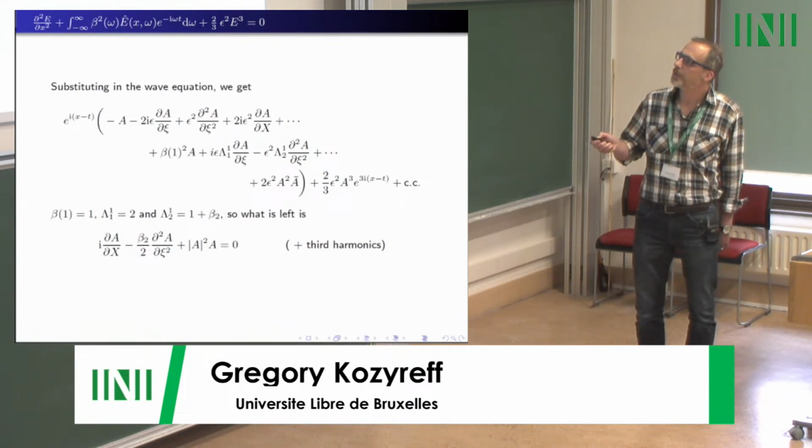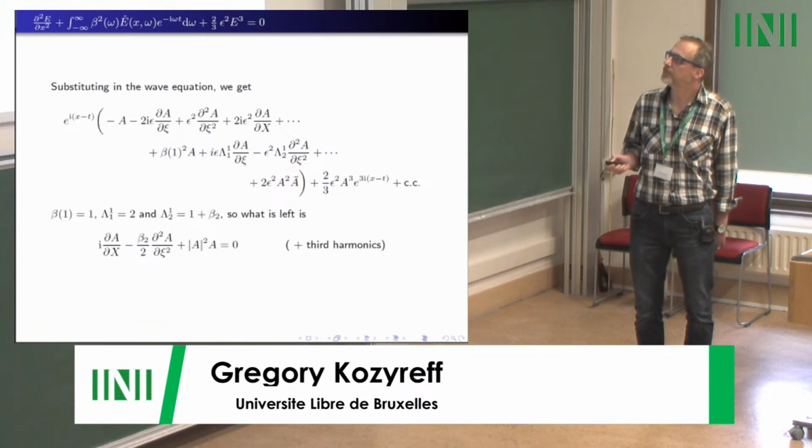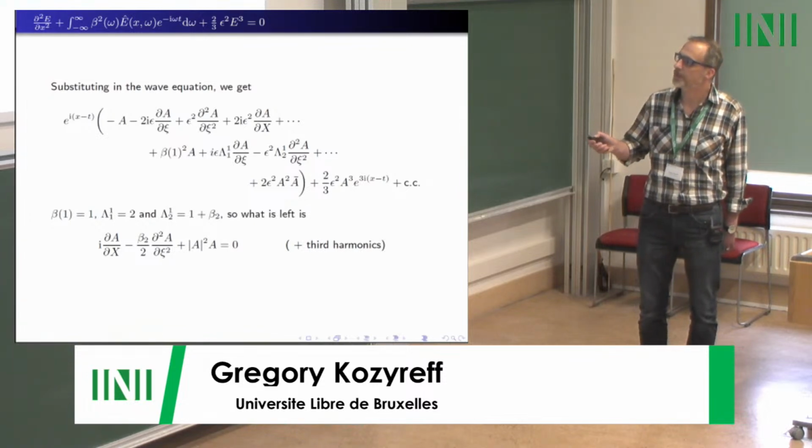The order 1 terms cancel immediately because, by definition of the dispersion relation, beta 1 is such that it is equal to 1. Then if you look at this coefficient of the Taylor expansion, it also gives you 0 here. At order epsilon, it compensates for that one. And all that is left is at order epsilon square.